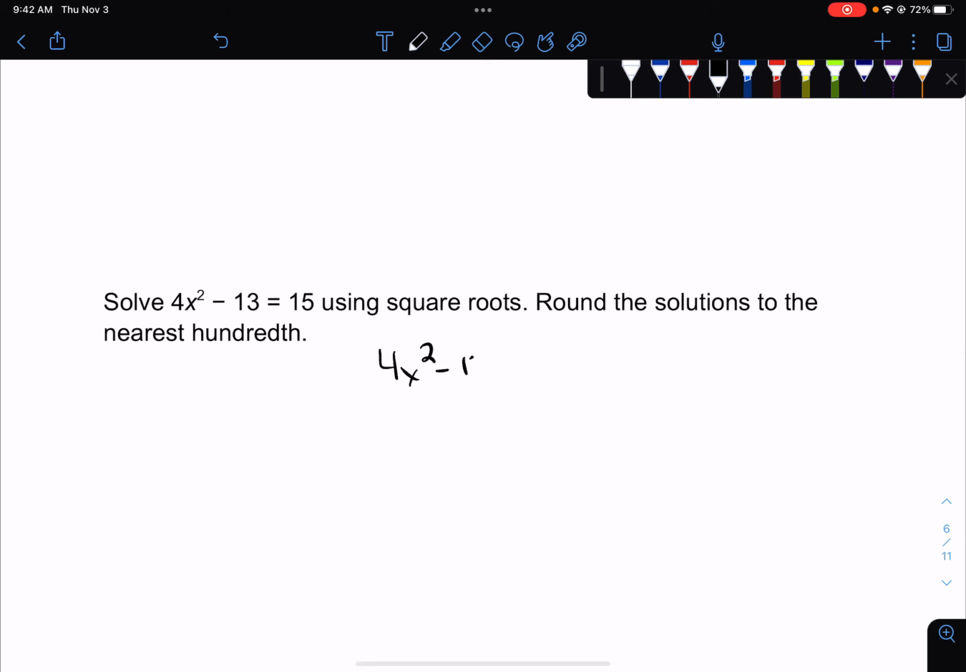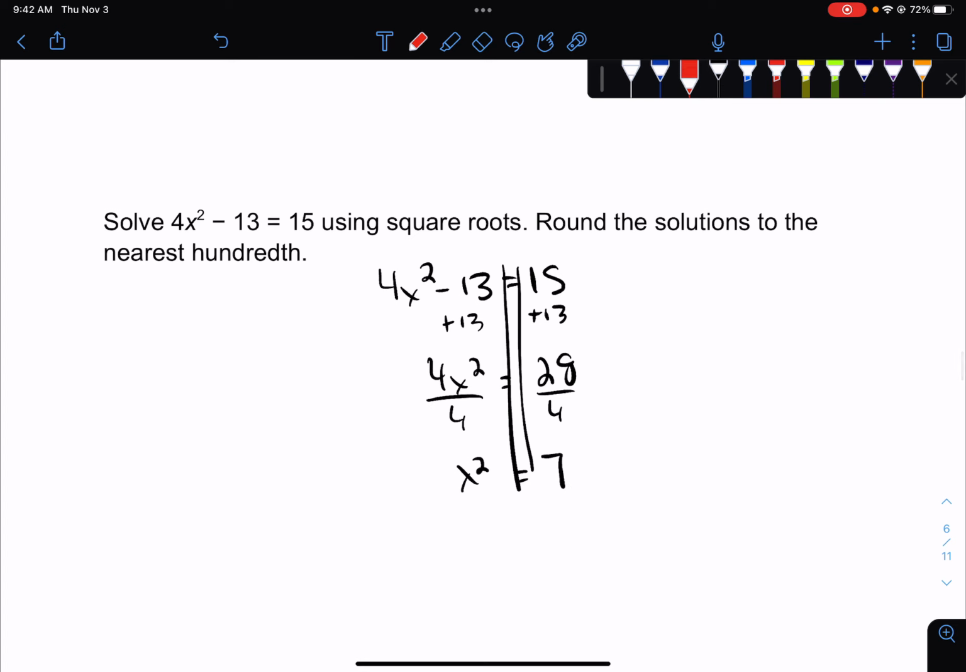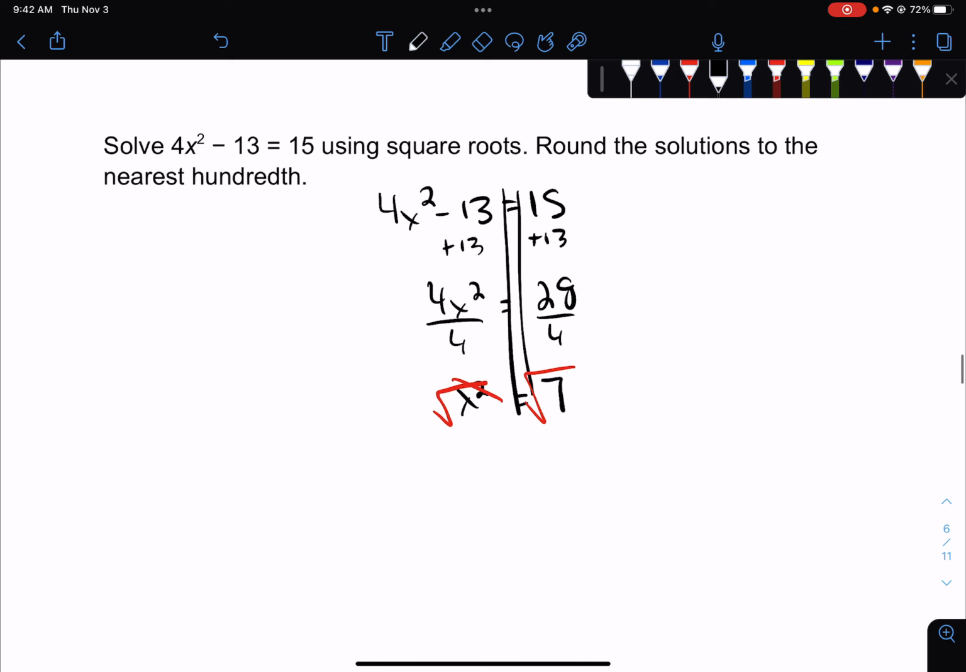When I solve this, I'm going to do railroad tracks. I'm going to add 13 to both sides. So I get 4x squared equals 28. Then I'm going to divide by 4. x squared equals 7. Here's where things get weird. Because when I take the square root to get rid of the square, I've got to take the square root of 7. And when I take the square root of 7, I do not get a pretty number. I get 2.6457 something. It goes on and on and on. Which means I also get negative 2.6457, on and on and on.